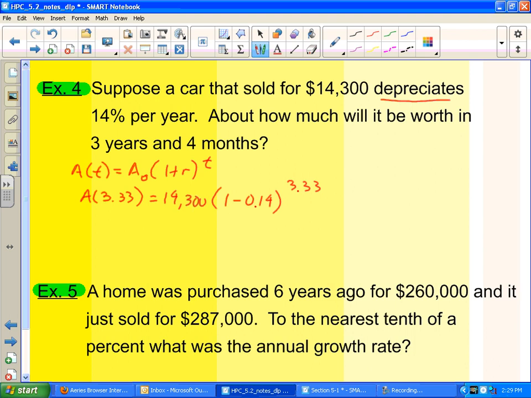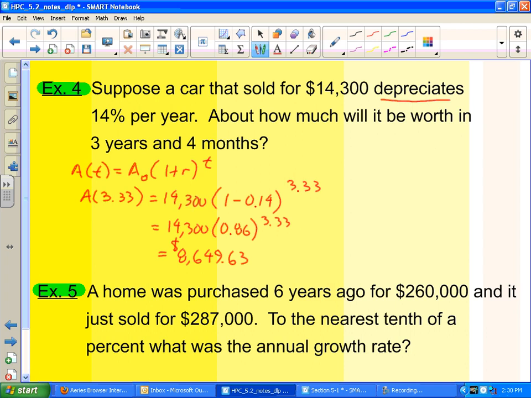So a depreciation will be a value less than 1. An appreciation will be a value bigger than 1. So we plug all this in. 0.86 to the 3.33. Tell me the number again. $8,649.63. So that's how much your car will be worth in less than 3.5 years. Wow, that's depressing.